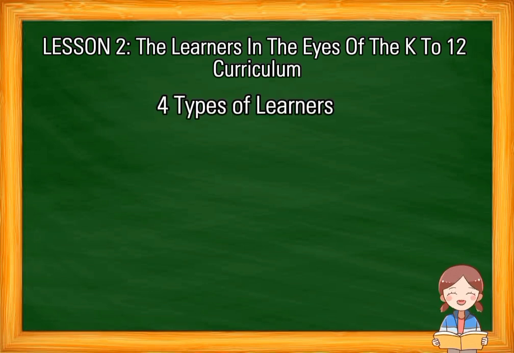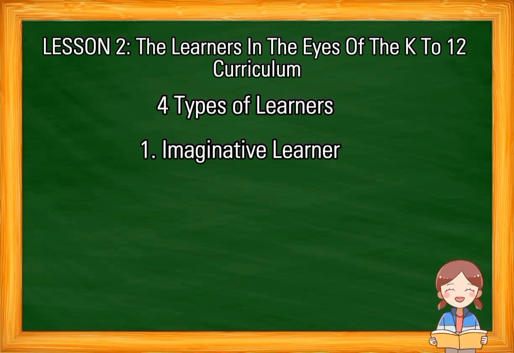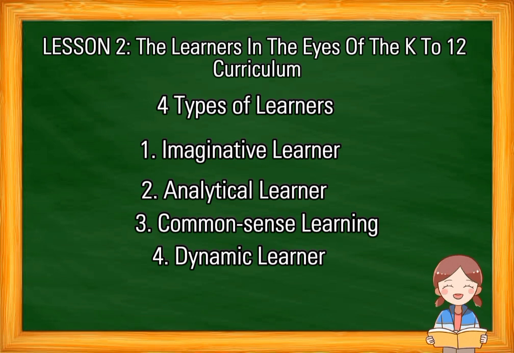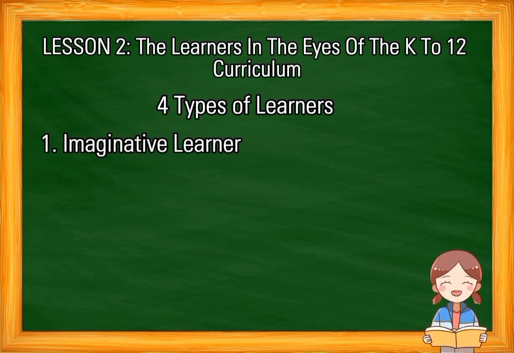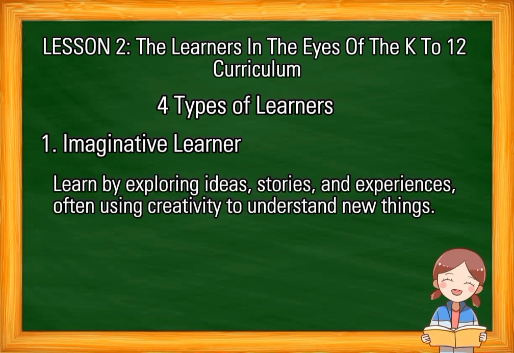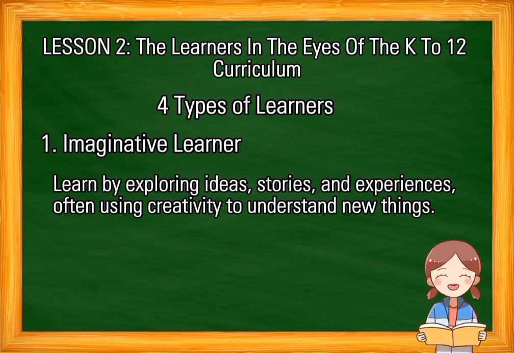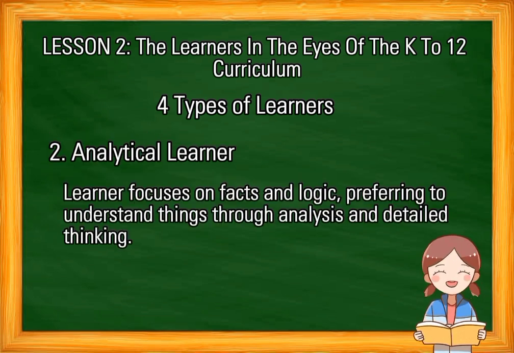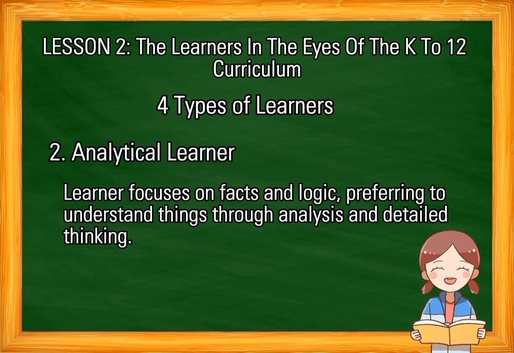According to Bernice McCarthy, there are 4 types of learners. The first is imaginative learner, second is analytical learner, third is common sense learner, and fourth is dynamic learner. Now let's understand each of them. Let's begin with imaginative learner. An imaginative learner likes to learn by exploring ideas, stories, and experiences, often using creativity to understand new things. An analytical learner focuses on facts and logic, preferring to understand things through analysis and detailed thinking.